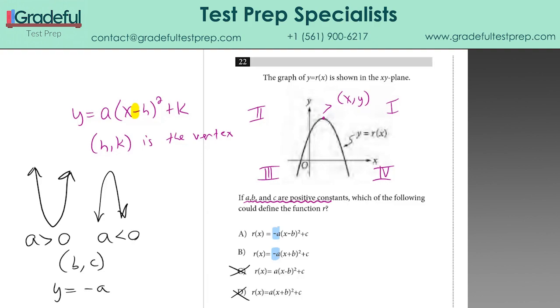So now if the vertex were b comma c, both positive, then we have our negative a because it's a downward opening parabola, and we have x minus the b of the vertex. And the reason this is minus is because the formula itself has a negative in it, so we're going to keep our negative right there. And that's squared plus the other coordinate of the vertex. So with b and c positive and with the parabola opening downward, it's going to look like this, and that matches answer choice A for number 22.